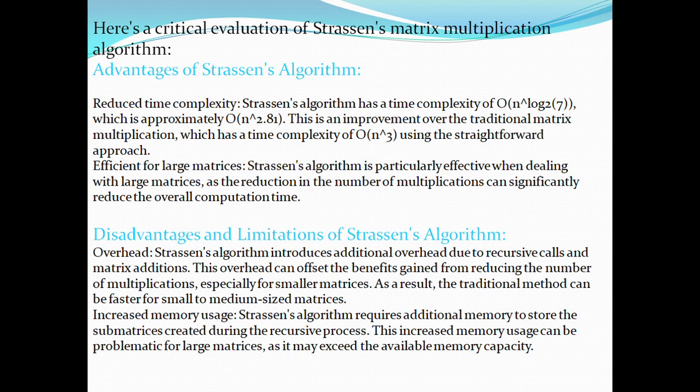Second disadvantage is increased memory usage. Strassen's algorithm requires additional memory to store the submatrices created during the recursive process. This extra memory use can be problematic for large matrices as it may exceed the available memory capacity.